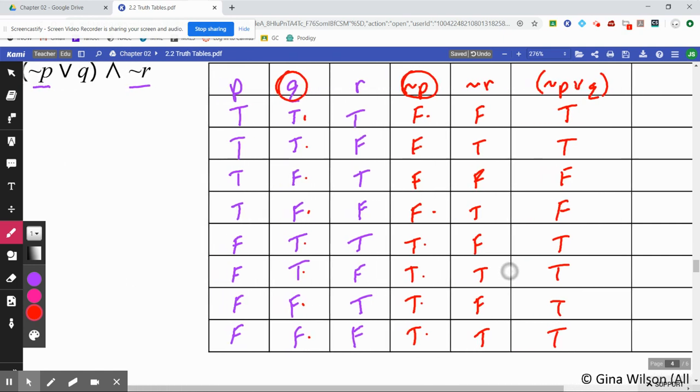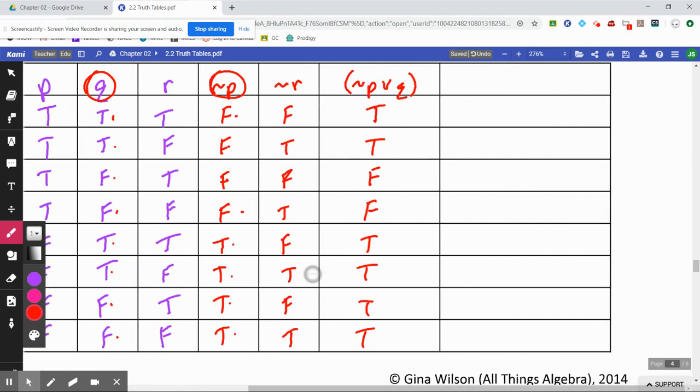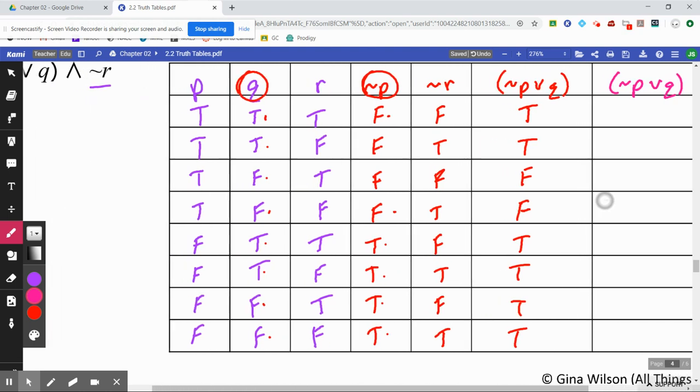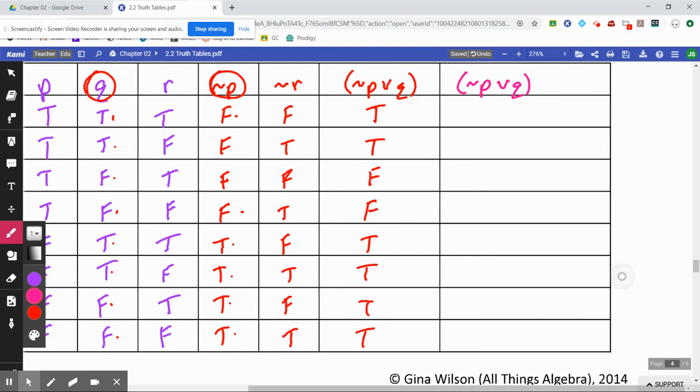And finally, I've got to do that statement and not R. So our final line is not P or Q, which is what we just did, and the conjunction with that and not R. So we're going to be using this column with the not R column, and we're going to be finding the conjunction of the two, the and of the two. In order for this to be true, they must both be true.